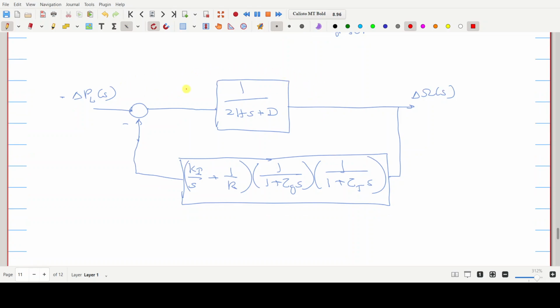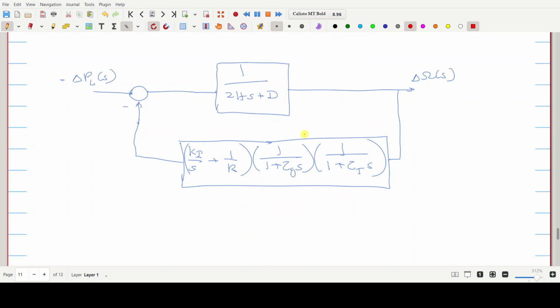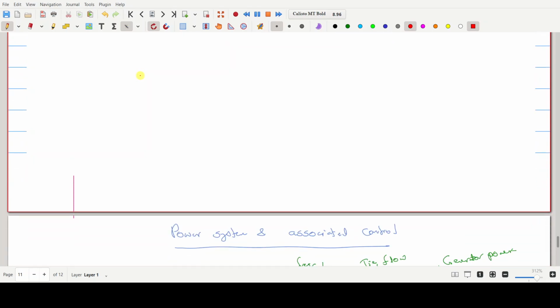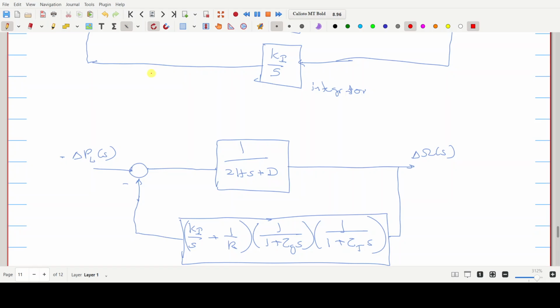This block diagram shows how the generator output, generator speed will vary when there is a load change in the power system, or load changes that is connected to the generator.